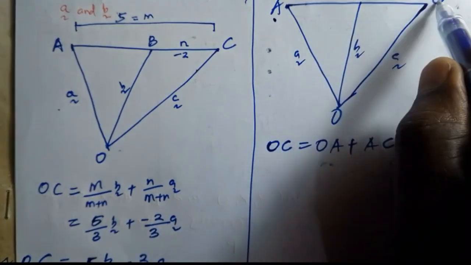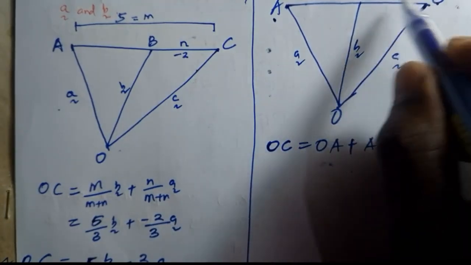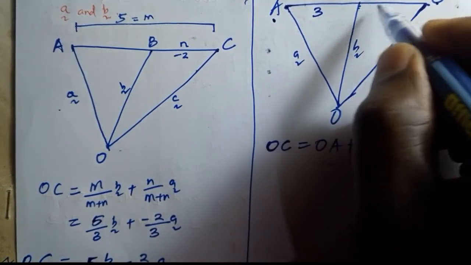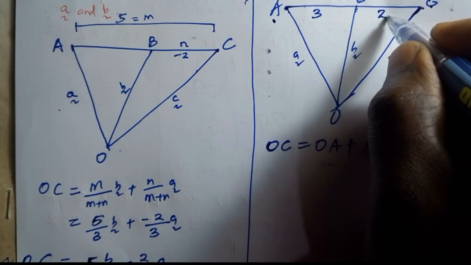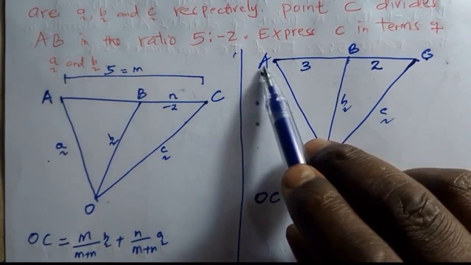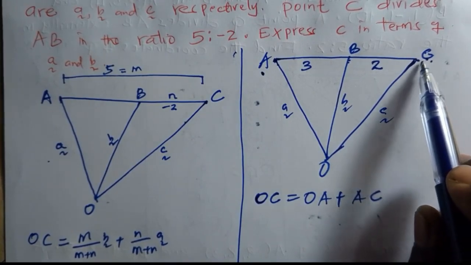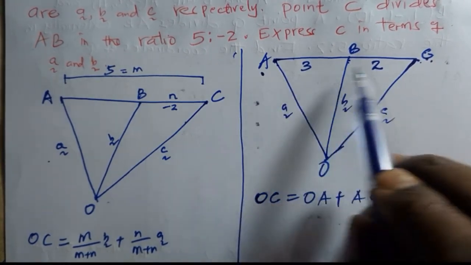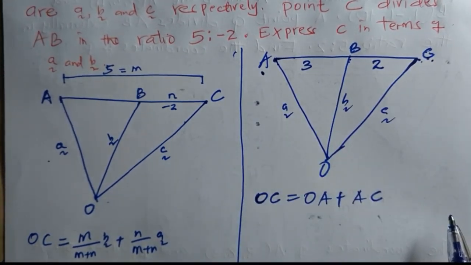From here up to here is 5. From here up to here is 2. So it means from here up to here is 3. From here up to here is 2. From here up to here is 5 units. From here up to here is 2 units. Therefore, here is 3 units. Here 2 units to make a total of 5. That is what we know.